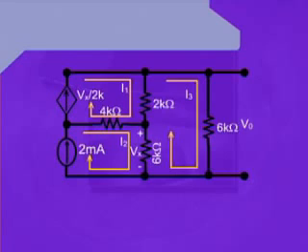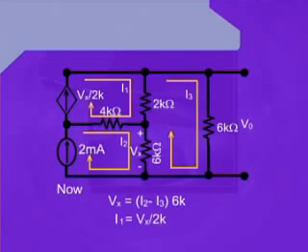Now, before we start writing KVL equations for individual meshes, first of all, it will be easier to find out the value or the formula for the voltage Vx, which is across the 6 kilo ohm resistance. So if we see the 6 kilo ohm resistance across which the voltage Vx has been assigned, we can write I2 minus I3 into 6K is equal to Vx.